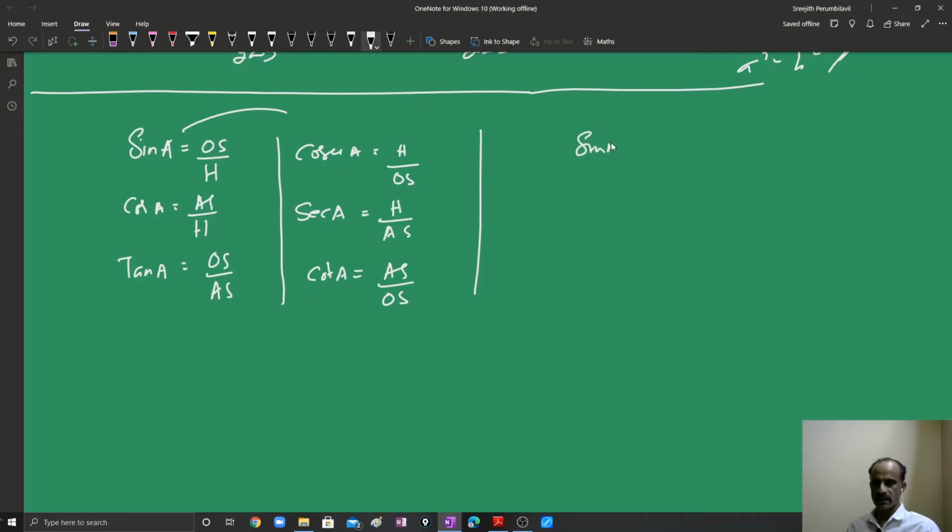Sin A is equal to 1 by cosec A, or vice versa. And sec A, what is sec A? 1 by cos A. What is cot A? Cot A is equal to 1 by tan A. This is what we have.